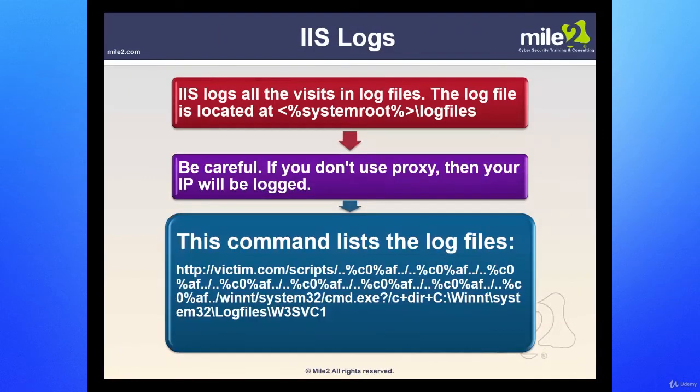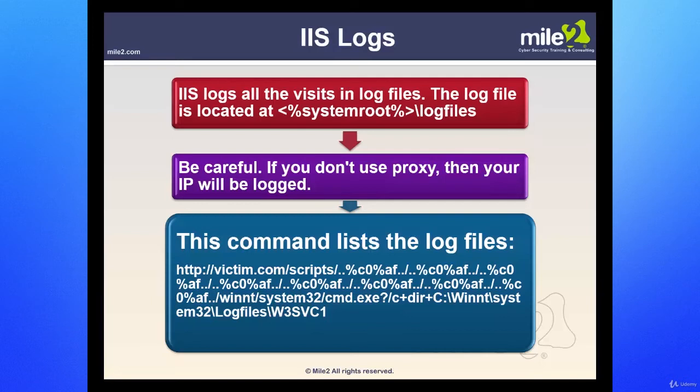As I may have mentioned before, with the IIS logs, as long as we know where the default location is, we can go in and possibly manipulate or even show them. The IIS logs record all the visits, and those log files are located in the system root log files folder, which is generally something like C:\Windows\System32\LogFiles in this case. Be careful that you don't skip proxies, or your IP will be logged. The command lists WinNT System32 LogFiles and then W3SVC1 to get a hold of those log files. This allows us to see what's in that directory and what may possibly be logged.